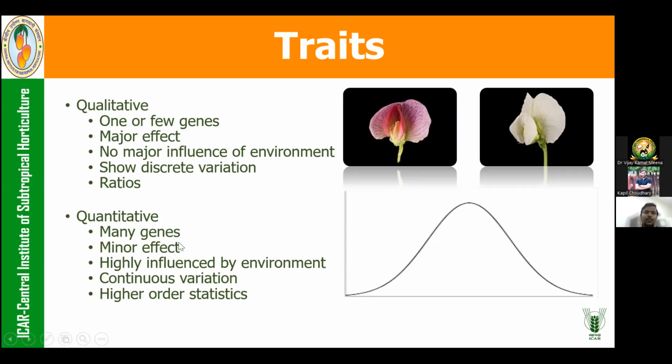And quantitative traits, as we know, are governed by many genes which have cumulative effects on the phenotype, but all those genes have minor effects. Individually their effect can be very minor, so that it cannot be quantified on the phenotype, but cumulatively they produce the phenotype. They are under the high influence of environment, and they show continuous variation which ranges from one extreme to the other, and the major chunk lies in the mean area. It shows continuous variation, and higher order statistics is required, like standard deviation and variance. We all know about these things.